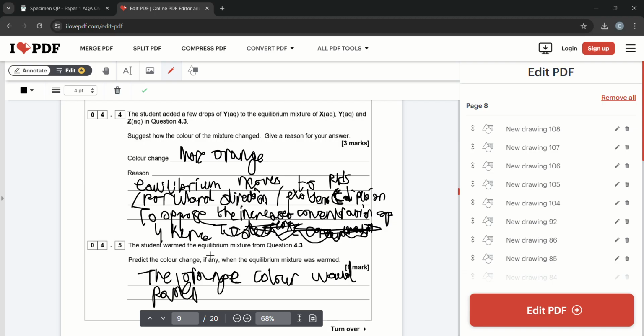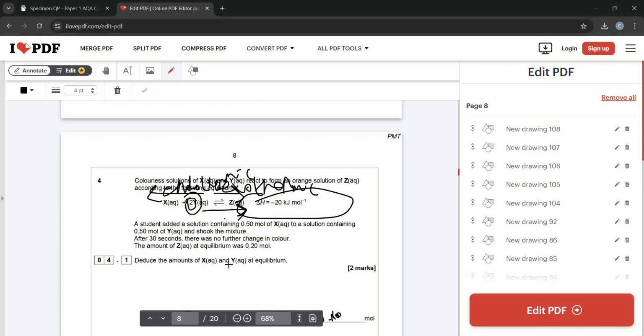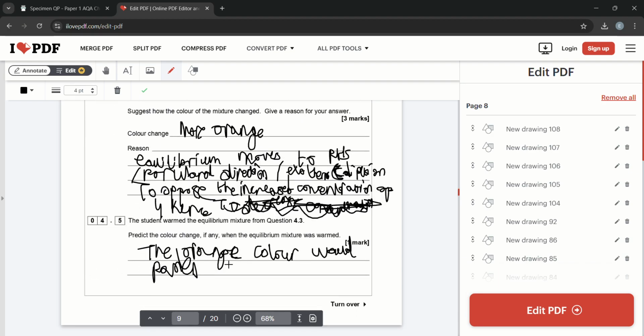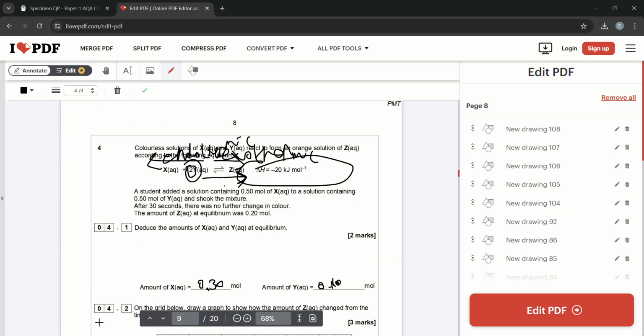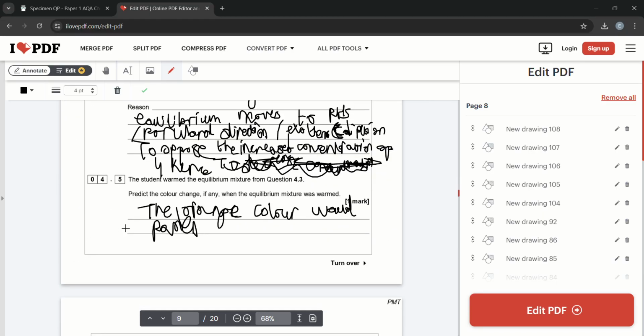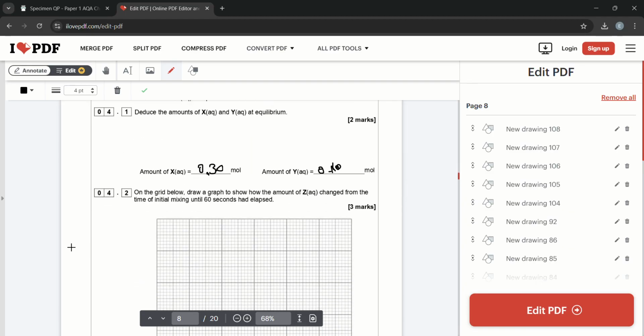And if the temperature is decreased, like the student cooled the equilibrium mixture, then it would shift to the right hand side, the exothermic direction, to increase the temperature, and therefore the colour change would be more orange to form Z, which is an orange solution. But in this case it's not. It's going to go to the left hand side, the endothermic direction, the backwards direction, and the orange colour would fade in, because remember X and Y are colourless solutions, so the orange plus the colourless, the orange colour would fade in. And that is the end of question 4 except for 4.2.